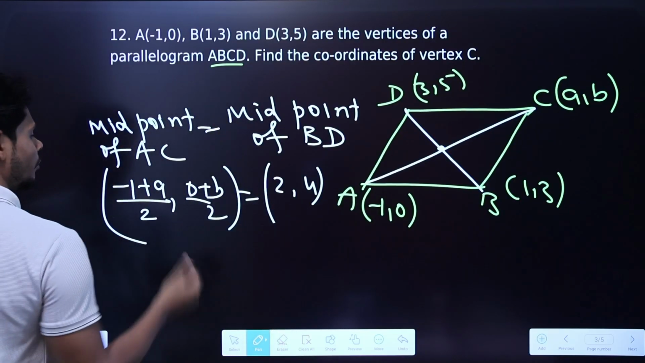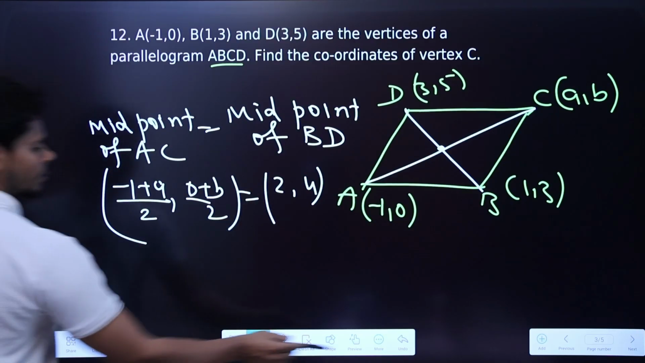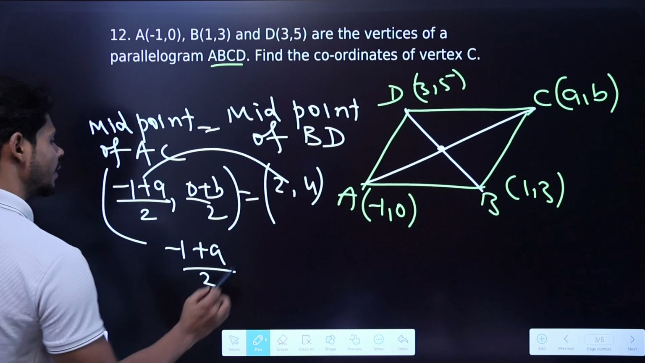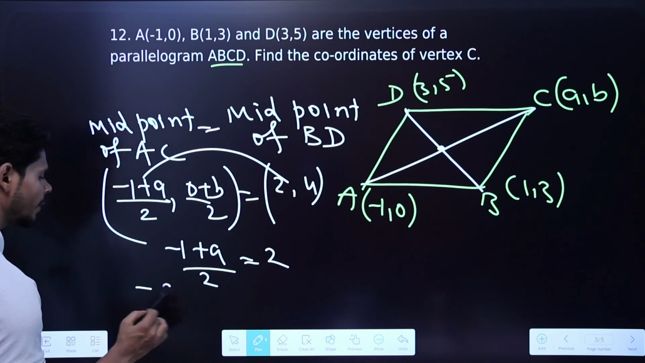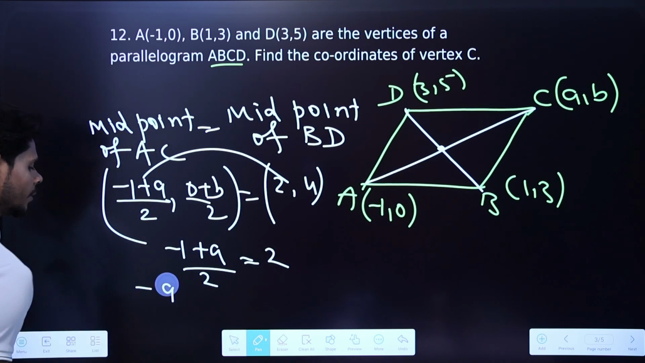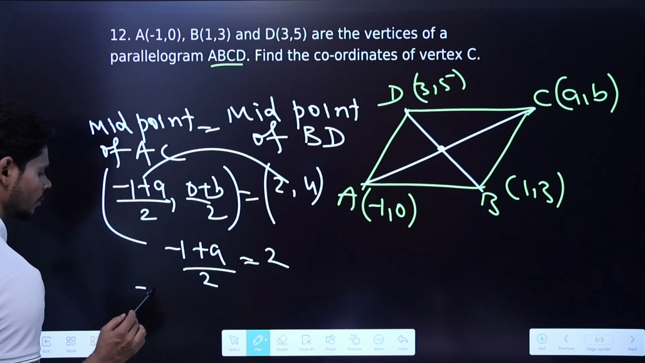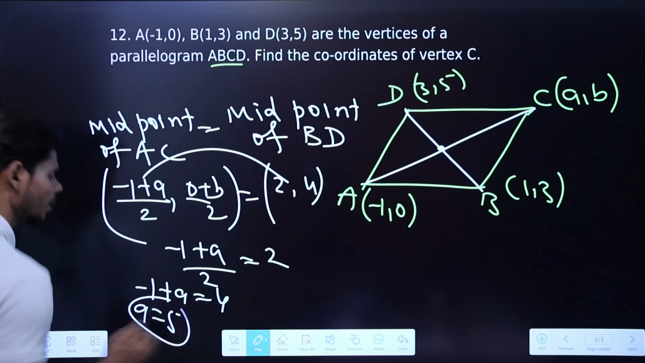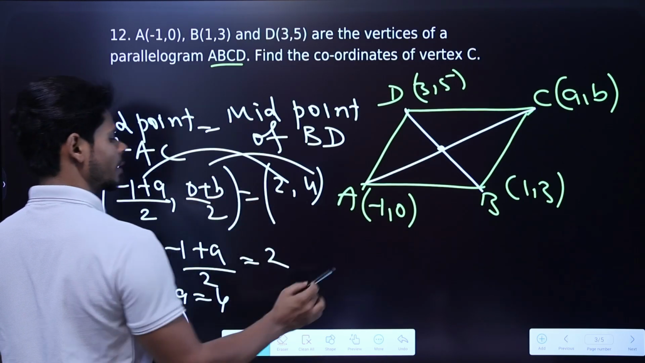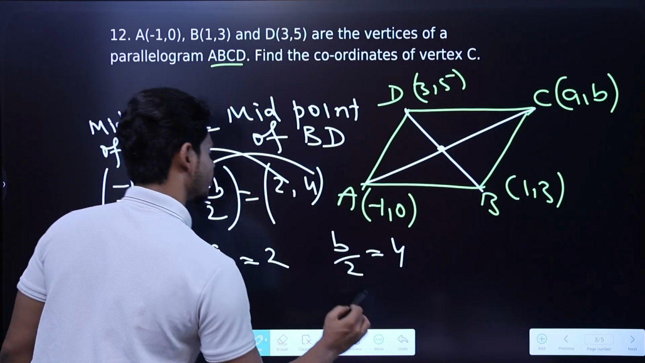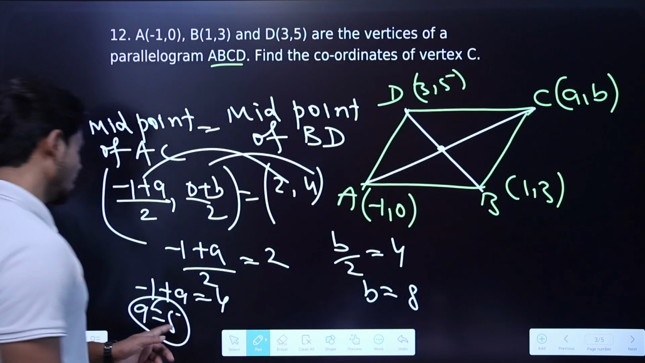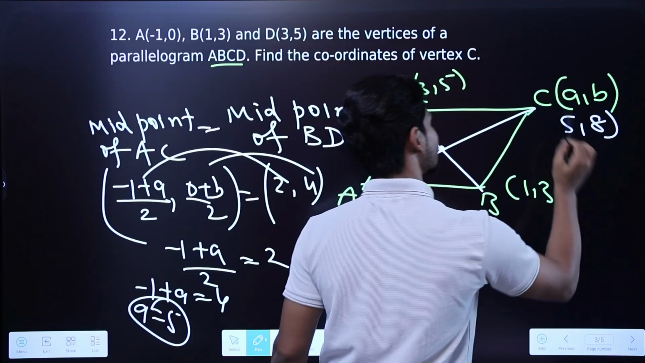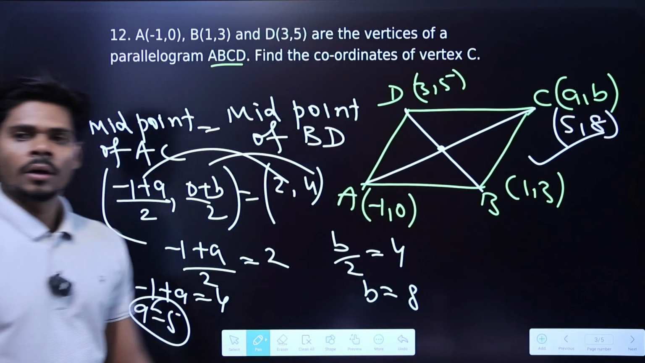Fine. Now x coordinate will be equal to x coordinate. So minus 1 plus a divided by 2 is equal to 2. So from here minus 1 plus a is equal to 4, so a will become 5. Similarly, y coordinate will be equal to y coordinate, so b by 2 is equal to 4, so b is 8. So overall 5 comma 8 is the coordinate of vertex C. That's it. Got it, guys?